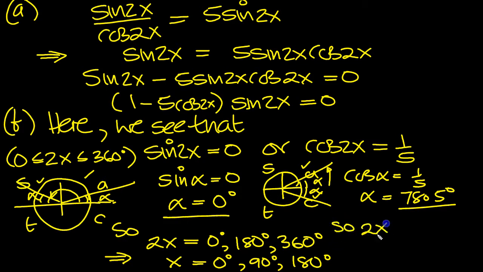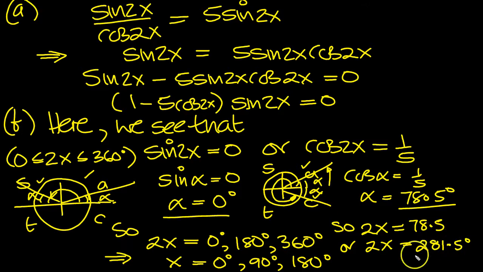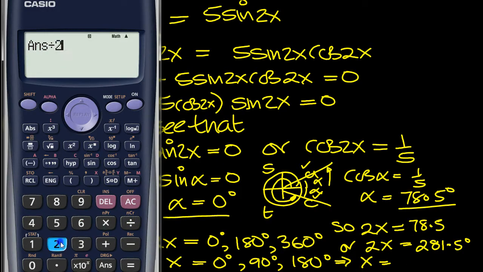So 2x then is equal to 78.5, or 2x is equal to, and the next solution must be right around to here, 360 minus 78.5, which is 281.5 degrees, isn't it? 360 take away 78.5 is the other solution. So that tells us then x is equal to 78.5 divided by 2. So we better divide this by 2. We've got it in the calculator, thankfully.